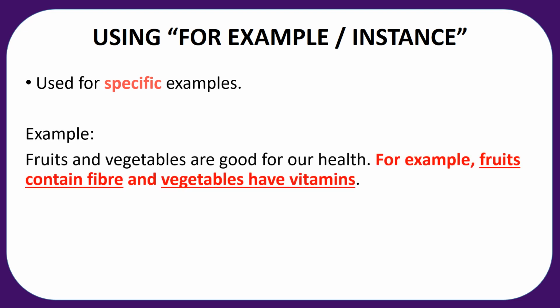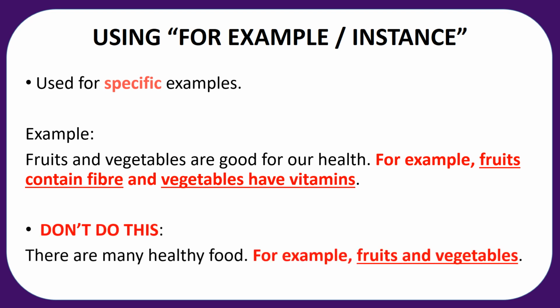Fruits and vegetables are good for our health. For example, fruits contain fiber and vegetables have vitamins. So you see, you mention specific examples. Don't do this: There are many healthy food, for example, fruits and vegetables. You see, that example is not even a complete sentence and it's not very specific. So please do not do this, right?